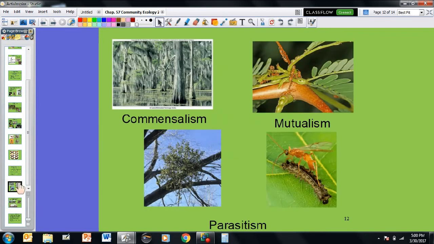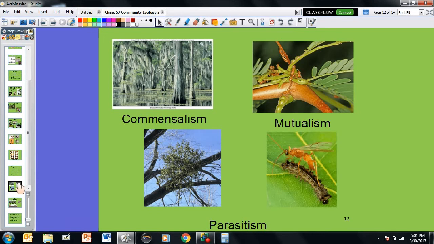The first type is called commensalism. In commensalism, one organism benefits while the other is neither harmed nor helped. My example is Spanish moss on a tree. That's the stuff that you see in all the horror movies that hangs down from the trees and makes everything look really scary. The moss takes in water as water vapor from the atmosphere.